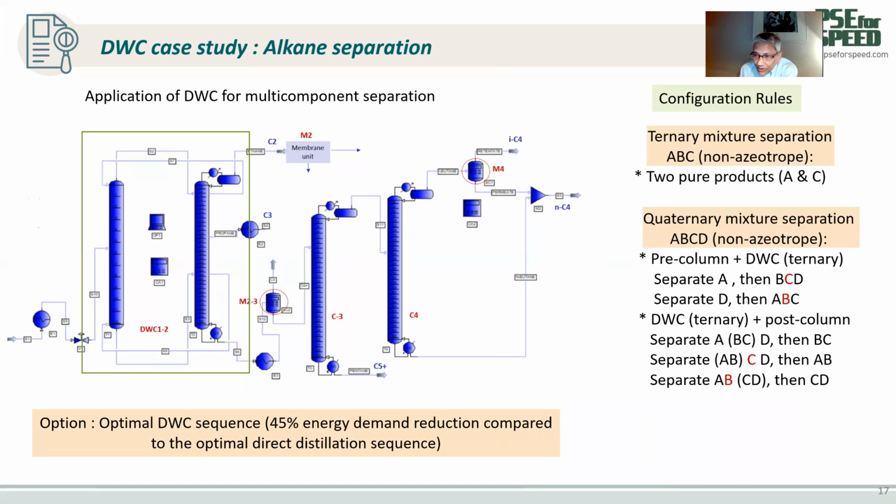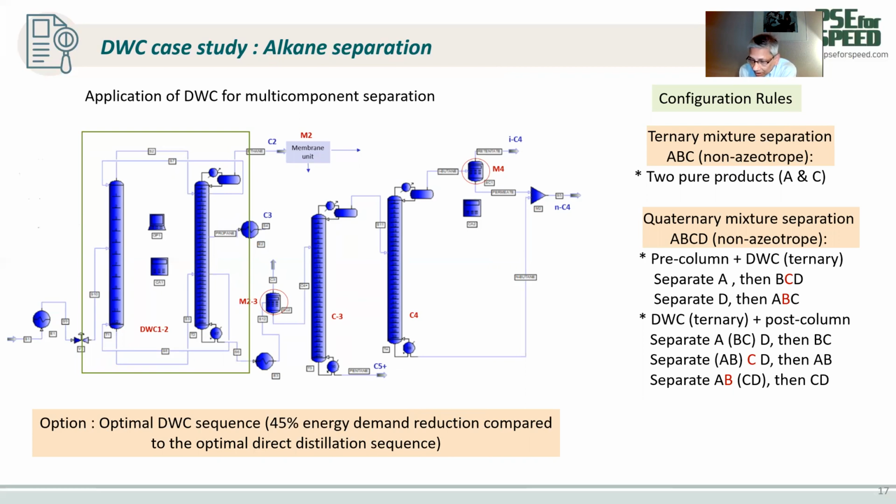Some combination rules: if we have ternary mixtures, we can use a dividing wall column as long as we have a non-isotropic mixture and we want 2 pure products, preferably A and C, not B. And assuming that A, B, C are in order of increasing boiling point. So A is the lowest boiling and C is the highest boiling.